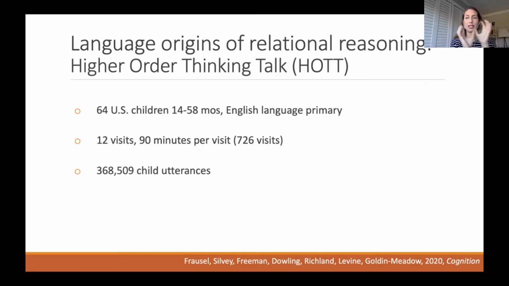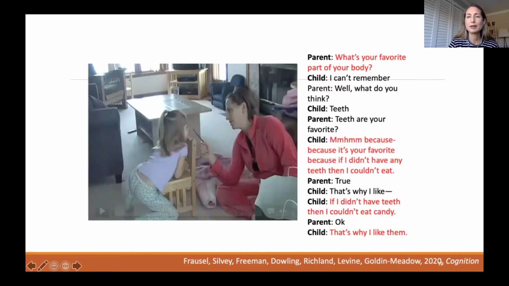So an experimenter came and just set up a video, and the parents and kids were asked to do what they would typically do. We wanted to look at higher order thinking in this language. Are they using it? What does it look like? How does it change over time? To give you an example of what kinds of things I'm talking about, here is a video of a parent and a child, transcript on the right. The red is higher order thinking.